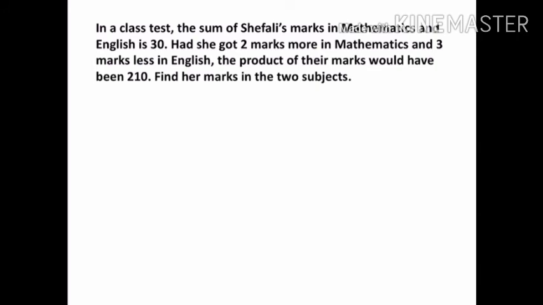This is also one of the questions from the same exercise 4.3. In a class test, the sum of Shefali's marks in mathematics and English is 30. Had she got 2 marks more in mathematics and 3 marks less in English, the product of their marks would have been 210. Find her marks in the 2 subjects.